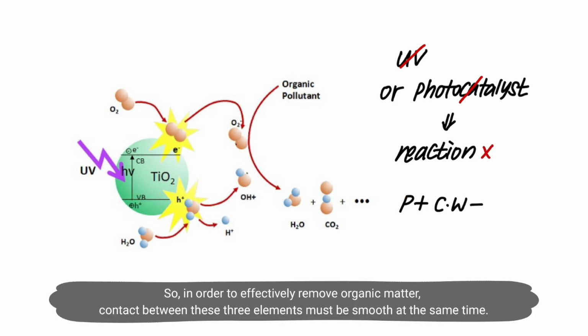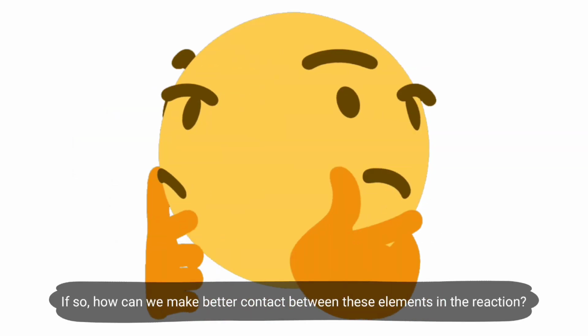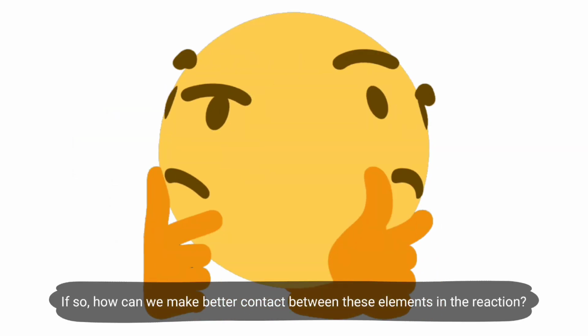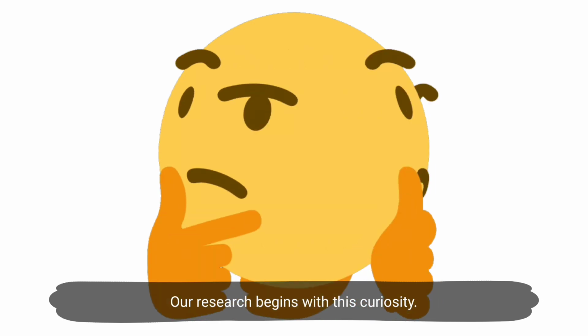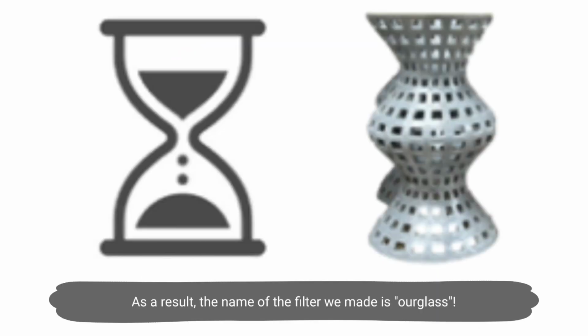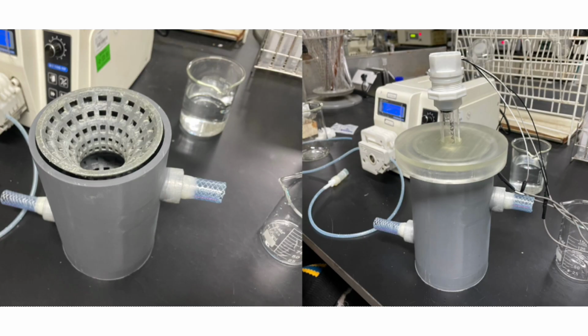So, in order to effectively remove organic matter, contact between these 3 elements must be smooth at the same time. If so, how can we make better contact between these elements in the reaction? Our research begins with this curiosity. As a result, the name of the filter we made is OURglass.